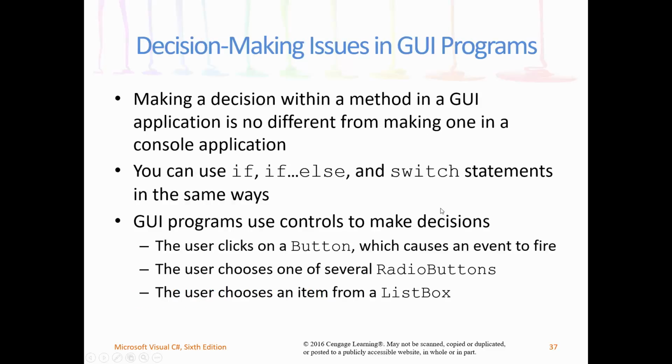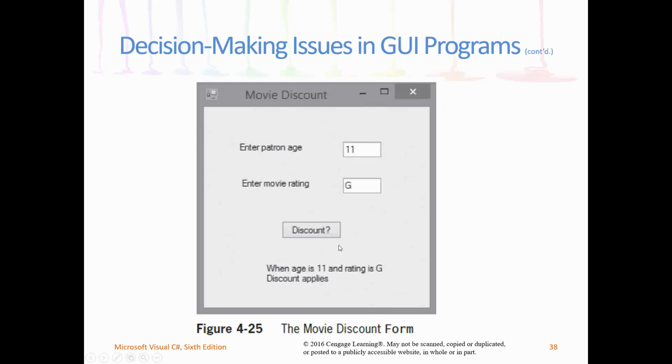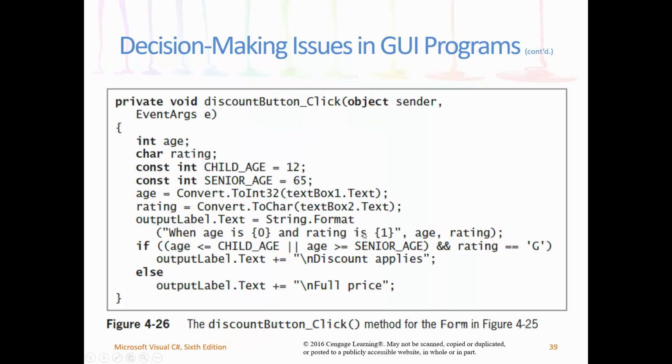All right. I showed you the decision. You saw it actually in both the GUI program and in the non-GUI program, okay? So here, they're saying when age is 11 and rating is G, so I think it's like 12 and under here, for a G-rated movie, you get a discount, okay? And then they show you the associated code.